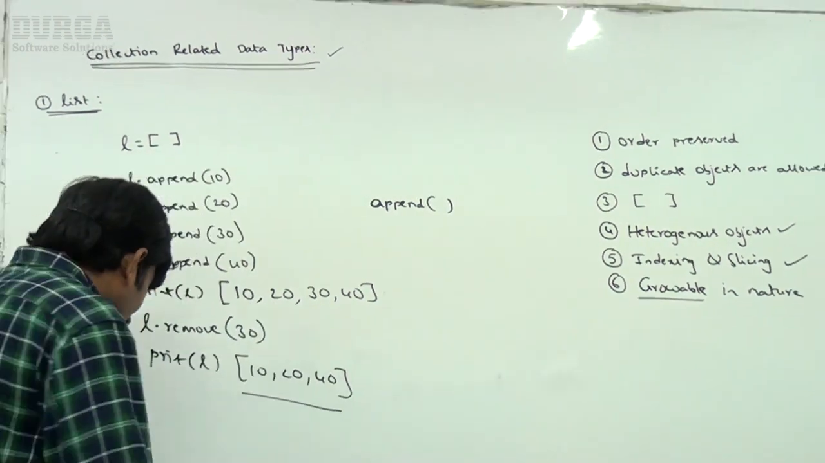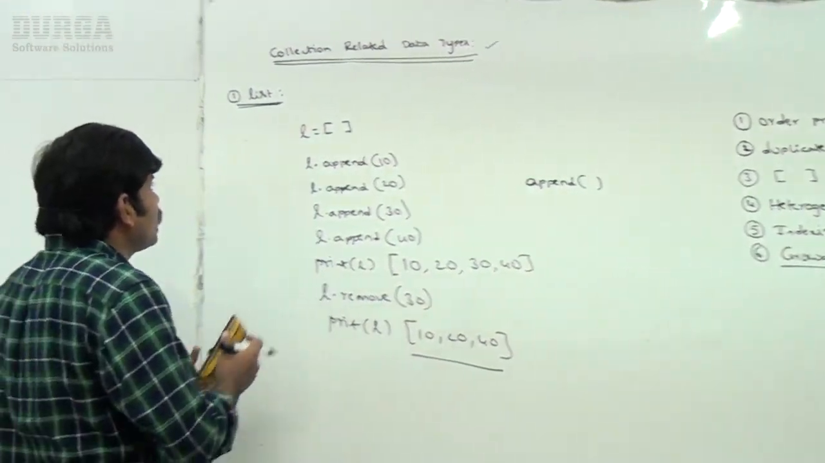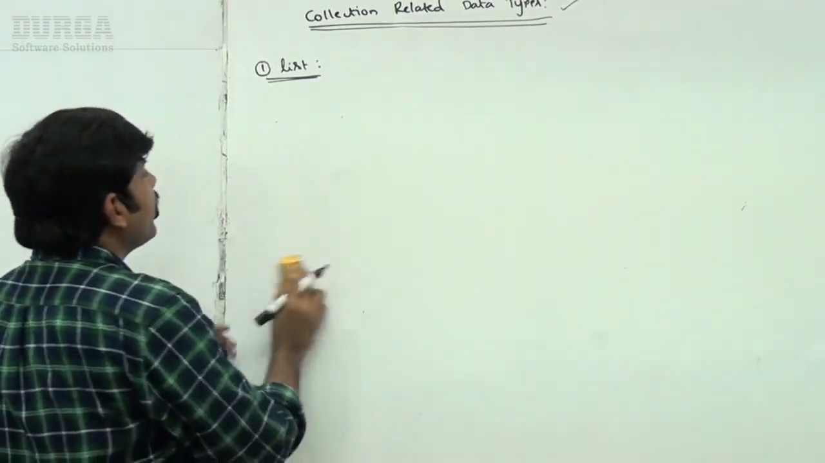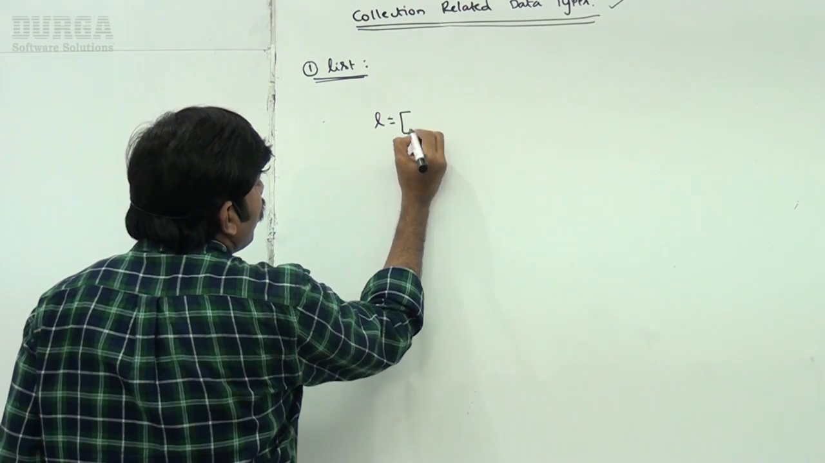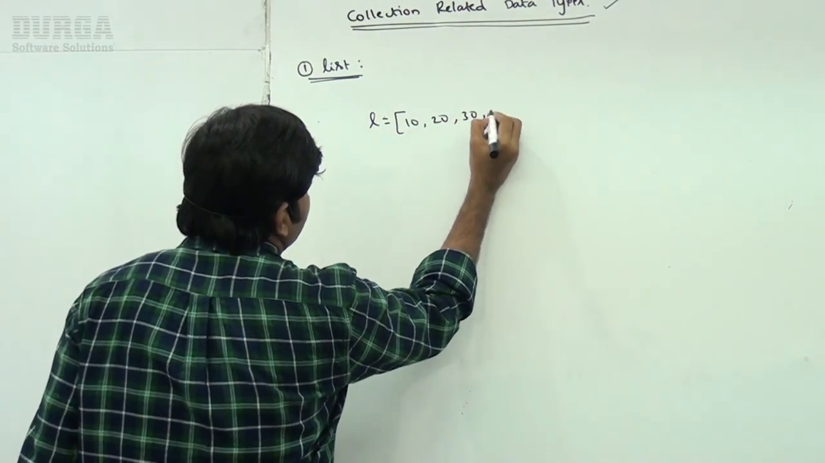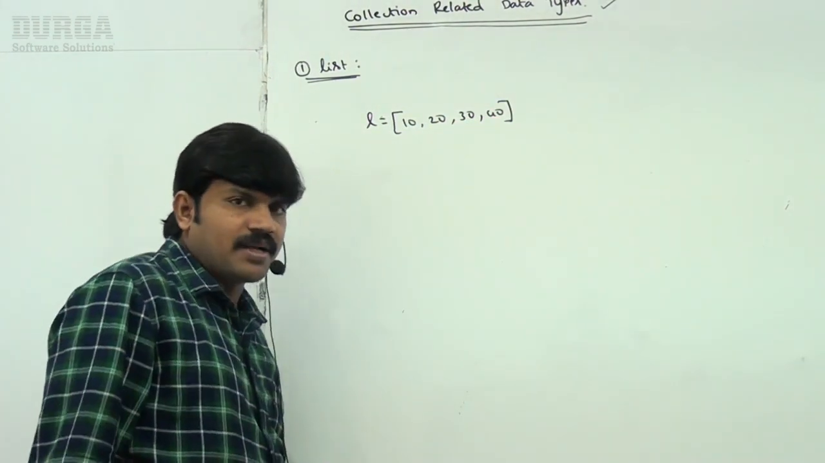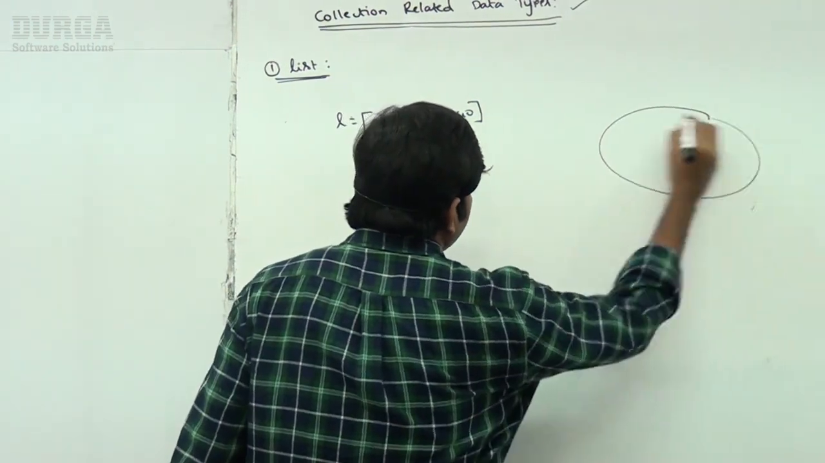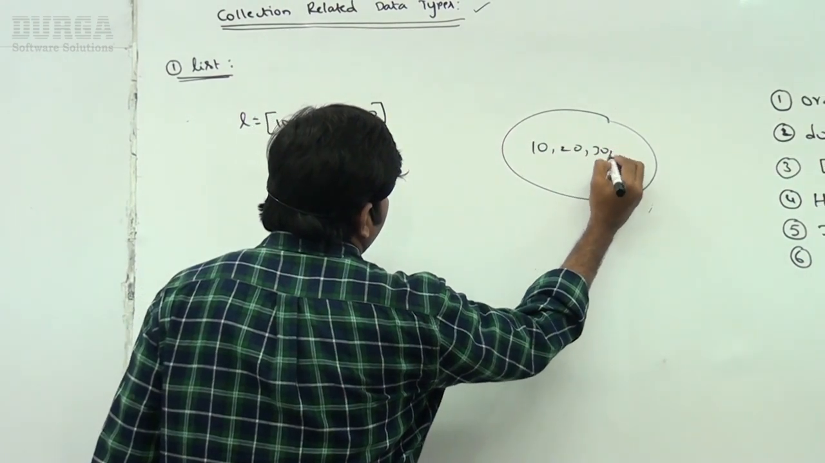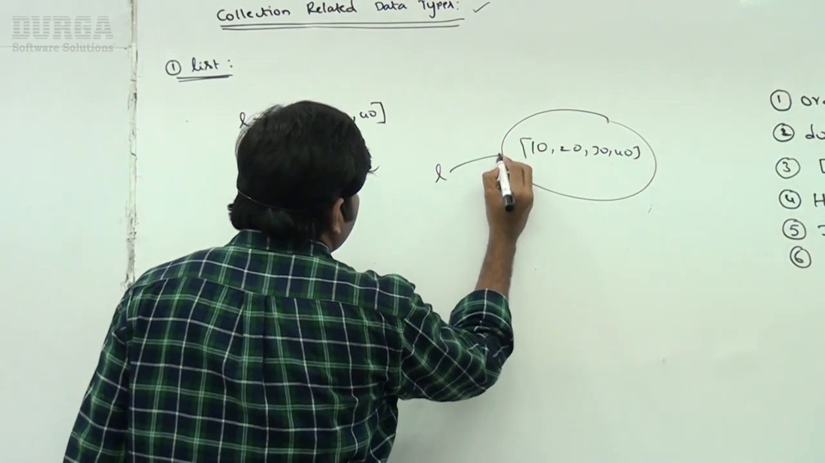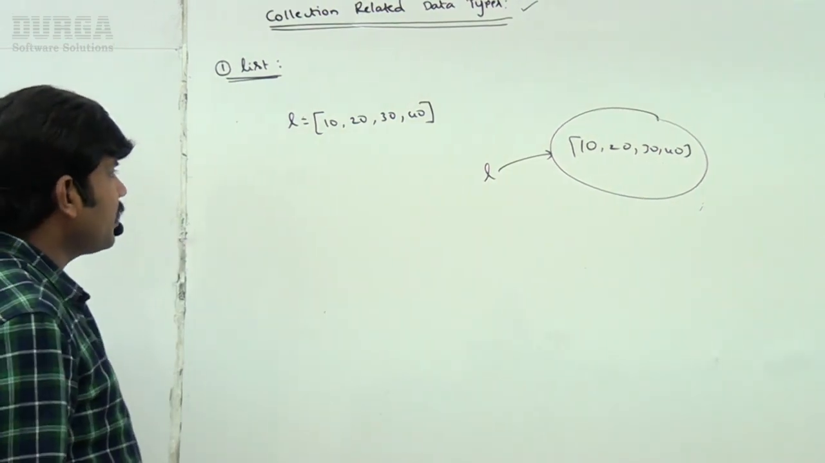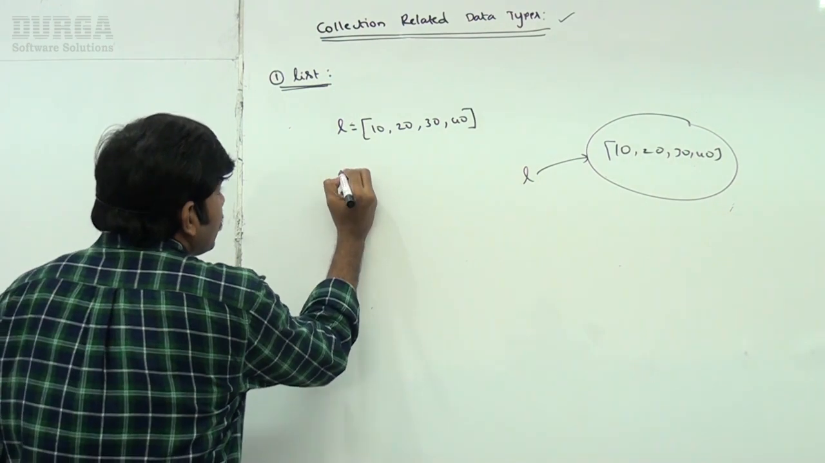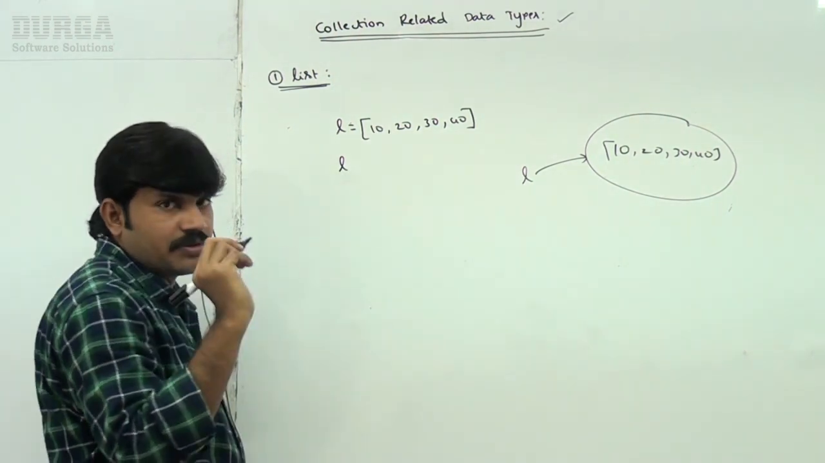One more last point related to list. Observe carefully this one. L is equal to 10, 20, 30, 40. I know the elements already at the beginning only. That's why here I am taking 10, 20, 30, 40 like this. L is the reference variable, right? Now my question is, take very special care about this one.